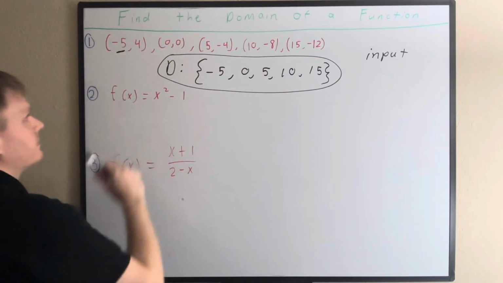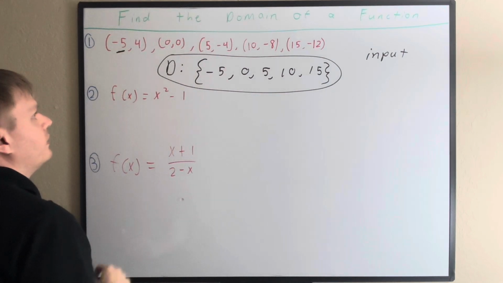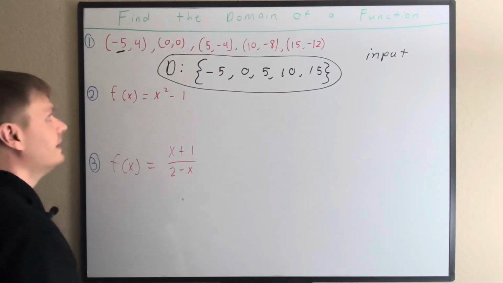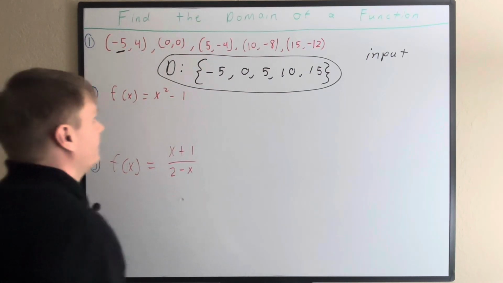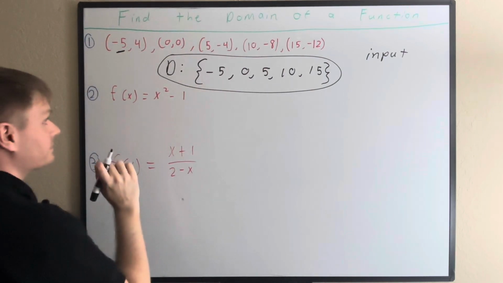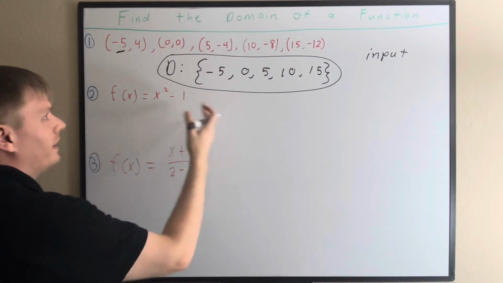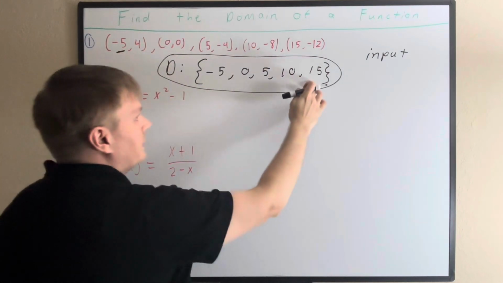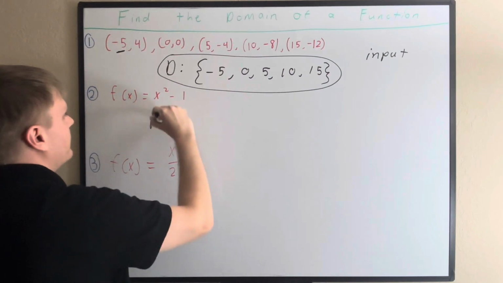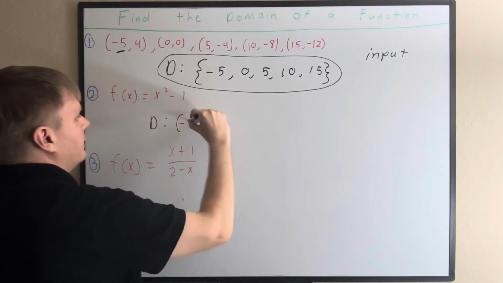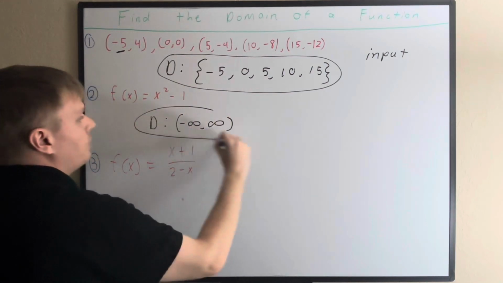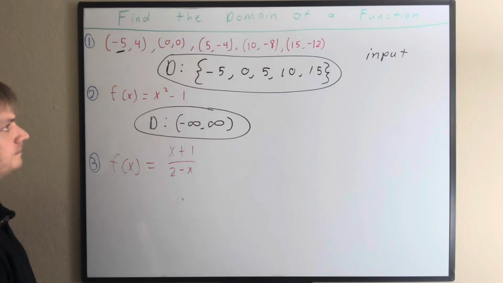All right, so what about this one? There are no limits to the numbers that we can put into this function. Absolutely none. I'll go over how I know that later on. But I can't just list out every single number that there is. We need to use interval notation. So our domain is -infinity to +infinity, or all real numbers. Another way to say that.